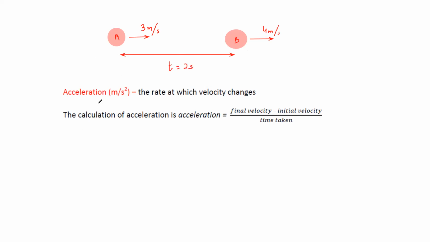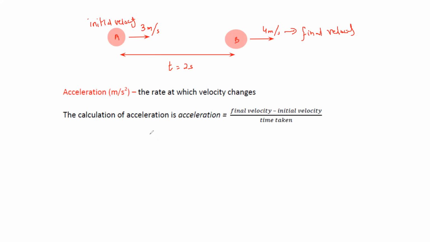The term acceleration means the change in the velocity, or the rate at which the velocity changes. So what is the final velocity here? This is the final velocity. This one is a starting velocity. Starting velocity we also call initial velocity. And this one is a time interval. So the formula to calculate the acceleration is the change in the velocity divided by time.